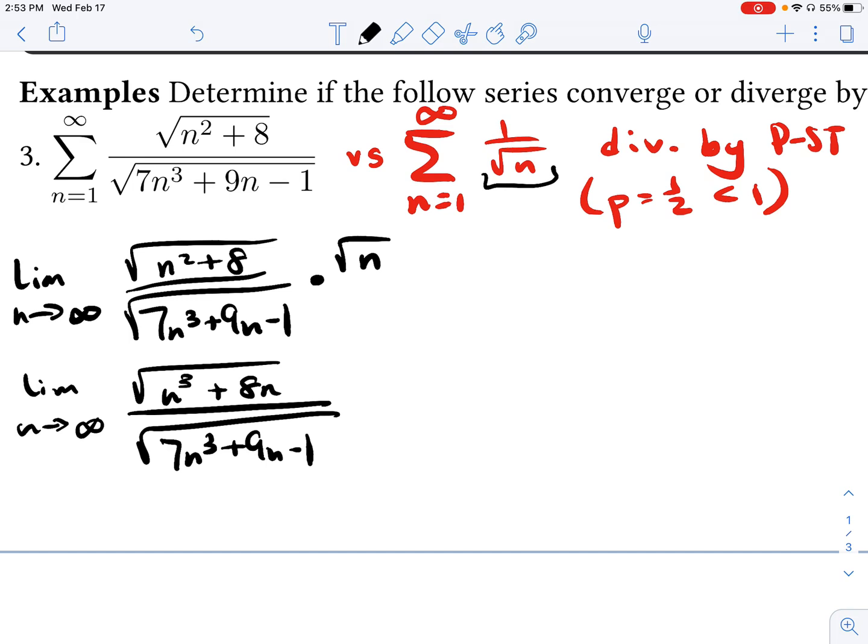And again, if I were to divide everything here by n to the 3/2 power, all I need to do is look at my leading coefficients. So what are we left with? This is equal to, let me just write that, 1 over root 7.